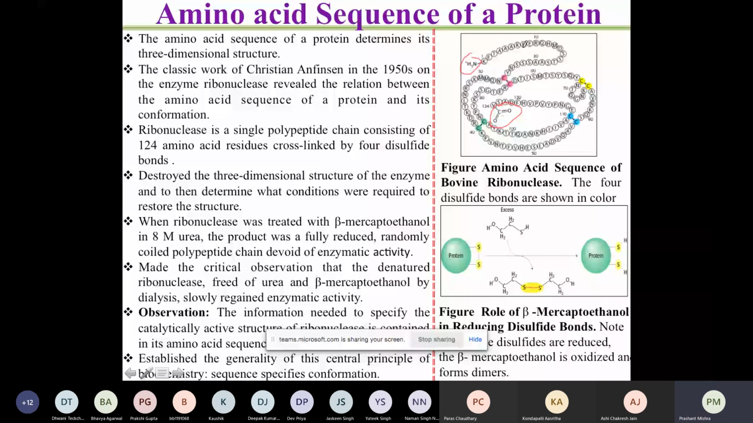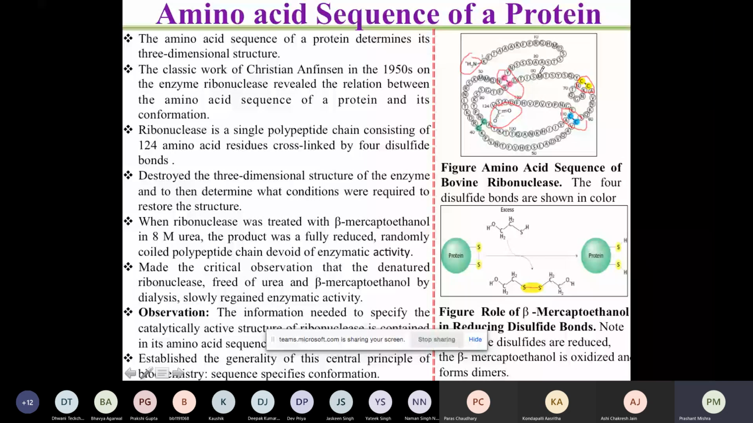Now this amino acid chain has formed a turn, and here what you see is that you have a CC bond. What is this? Cysteines interacting with each other. These are disulfide bonds. Here again you have a disulfide bond. So when these disulfide bonds interact within the protein structure, they give it a tertiary structure shape. So in bovine ribonuclease, what you have learned is that there are four such interactions.